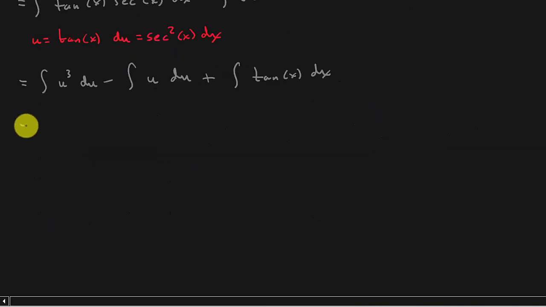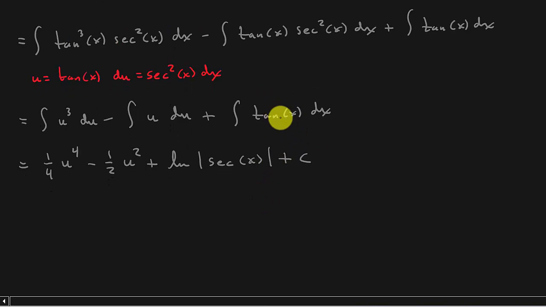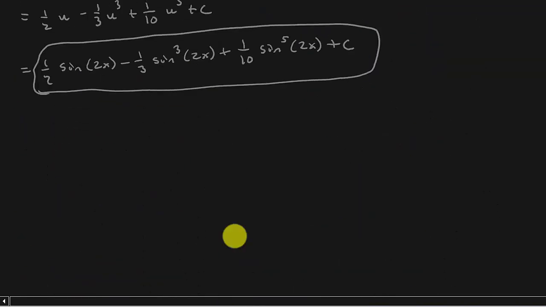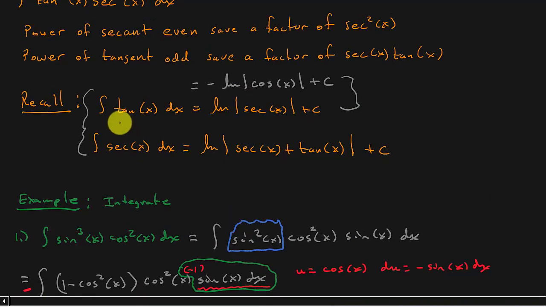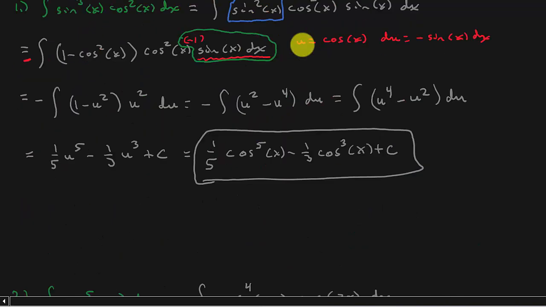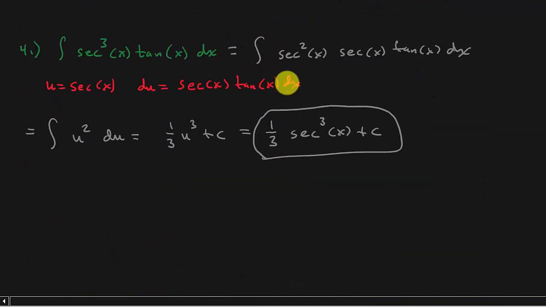All right. So this is going to give me what? 1/4 u to the 4th minus 1/2 u squared, and then plus natural log absolute value secant x plus c. Remember the integral of tangent x, I wrote that down up here. See, integral of tangent x is this, or you could put minus natural log cosine. Either one's perfectly fine. Okay.